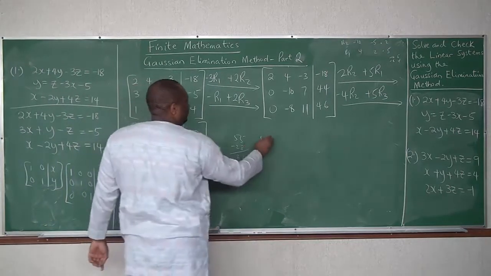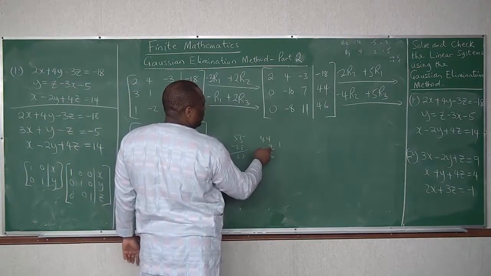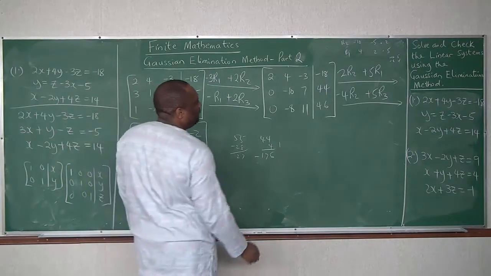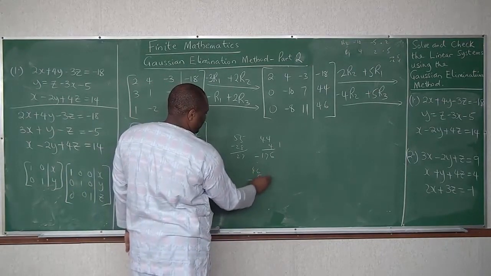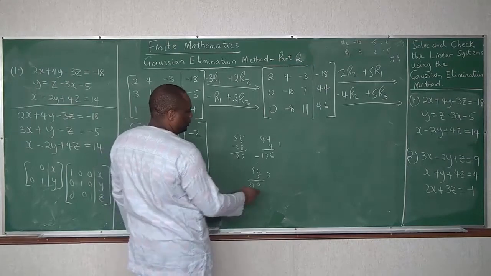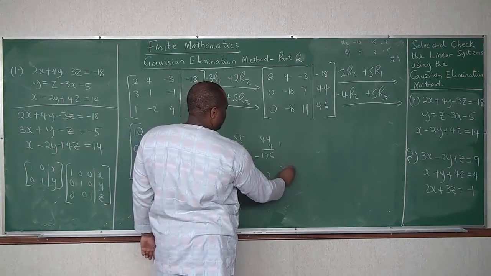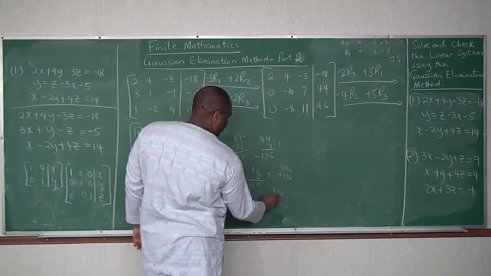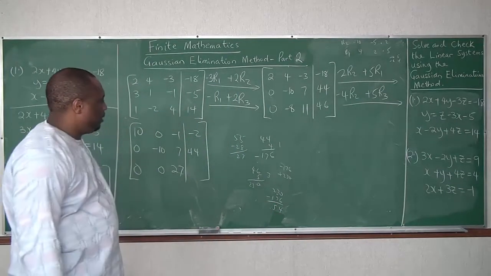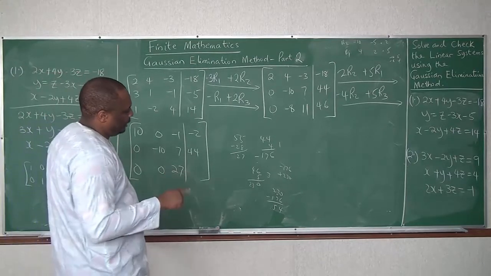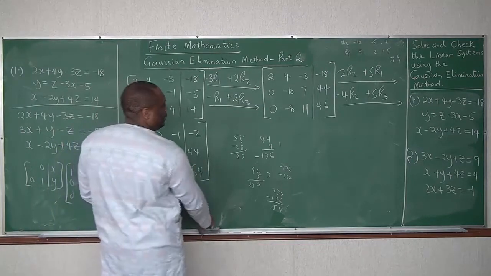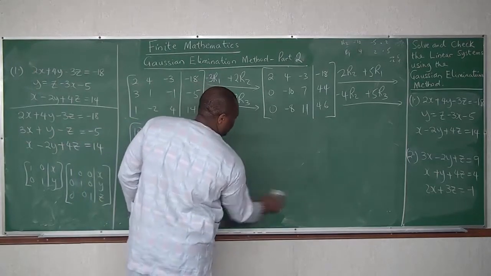Then negative 4 times 44. 44 times 4 is what? 176, negative 176, right? 5 times 46, 46 times 5, 30, 5 times 4, 20, plus 3, 23. Now negative 176 plus 230, so 230 minus 176, this is 54, right? Negative 176 plus 230, 54.